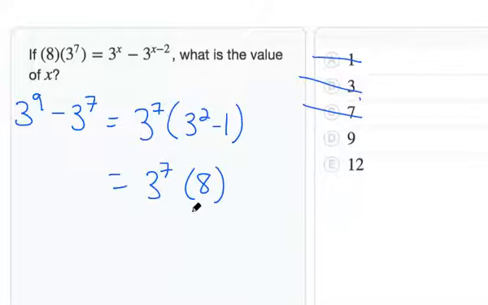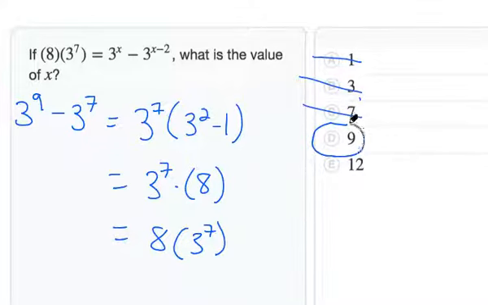And this is actually the exact same thing as what we were looking for, the right-hand side of our equation. So 8 times 3 to the 7th. We just switch those around since it's multiplication. So since we found the x that actually works for us, that would be our answer choice. So answer choice D.